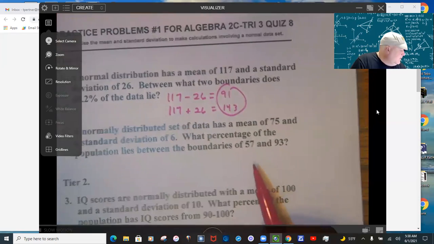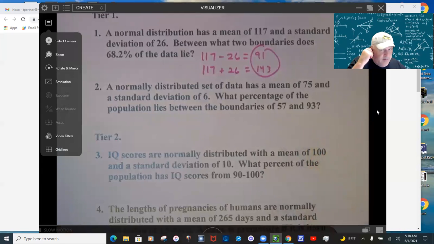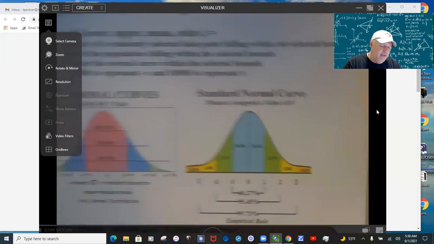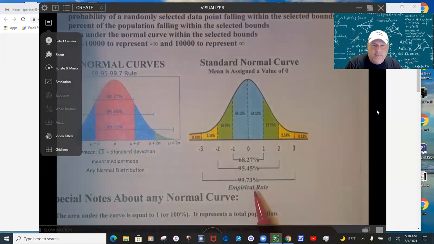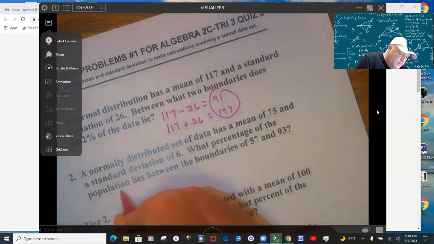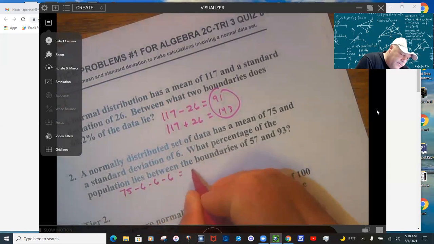And then here, this looks like 3 times that it's been subtracted. So 75 minus 18 and 75 plus 18 gives you 57 and 93 respectively. So that is 3 standard deviations away. So that's 99.73% of the data that lies between there. So 57.